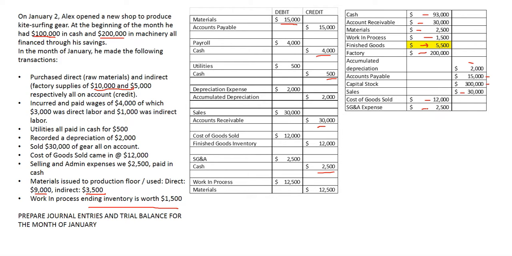SG&A expense turns out to be $2,500. This is pretty much what you need to know for journal entries as well as trial balance. In the next example, I am going to continue with the same sample question, and we are going to continue with calculating cost of goods manufactured, income statement, and balance sheet.